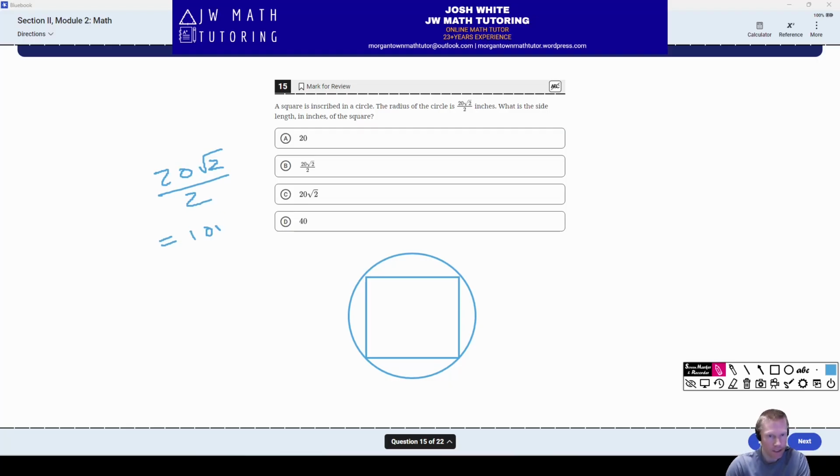like this instead of just making it 10 root 2, because the radius of the circle is basically half the diameter. So it's like 10 root 2 and 10 root 2. So the whole diameter of the circle just becomes 20 root 2. Therefore, just cross it out right underneath here.